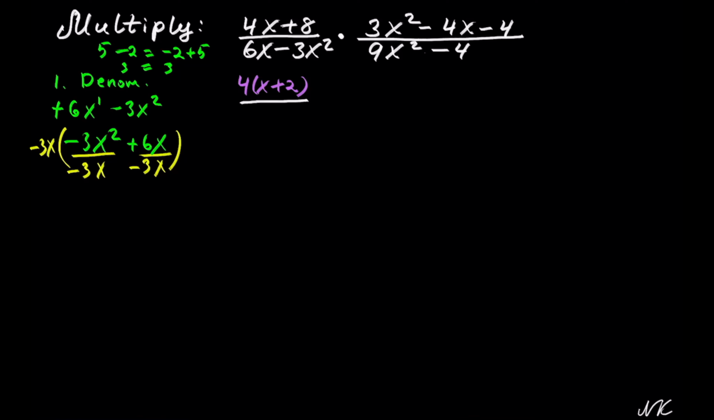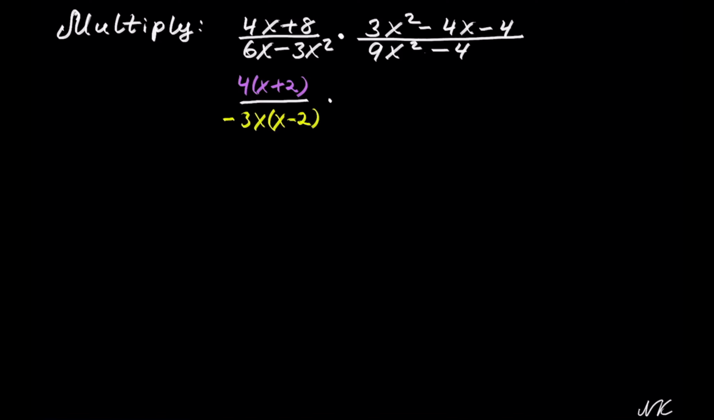And this will become negative 3x times negative 3x squared divided by negative 3x. Negative divided by negative gives us a positive. 3 goes into 3 one time. X squared divided by x gives us just x. Positive 6x divided by negative 3x: positive divided by negative, we will get a minus. X and x will cancel into 1, and 3 goes into 6 two times. So negative 3x times x minus 2 is our first denominator.